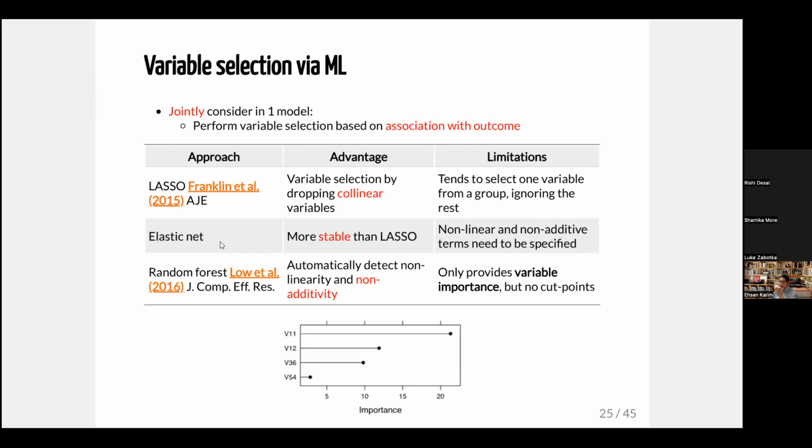The elastic net method is something in between the lasso method and ridge regression, and there is a tuning parameter that you can choose to determine how much tuning you want to do towards that stabilization. But the problem of the elastic net method is that you still need to determine the nonlinear and non-additive terms, because this is essentially a parametric method where you still have to specify all of the variables and all of the model specification.